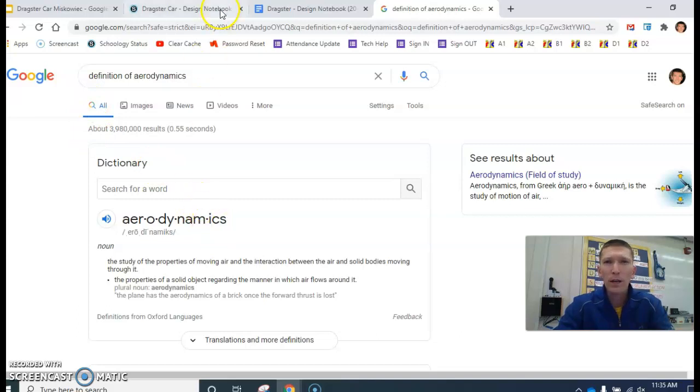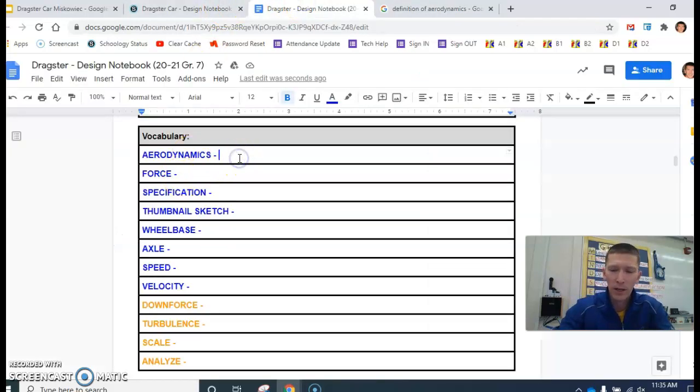So how can we put that in our own words? I'm going to go back and write for aerodynamics: it is how air affects objects, or how air moves around objects. And that's my personal definition so that it makes sense to me. You're going to go ahead and do that for each of these vocabulary words. There's about 12 of them, I believe, and that's going to be your assignment for today. So again, get this done before you have day 2 of class, and you have the rest of class time to get this done.